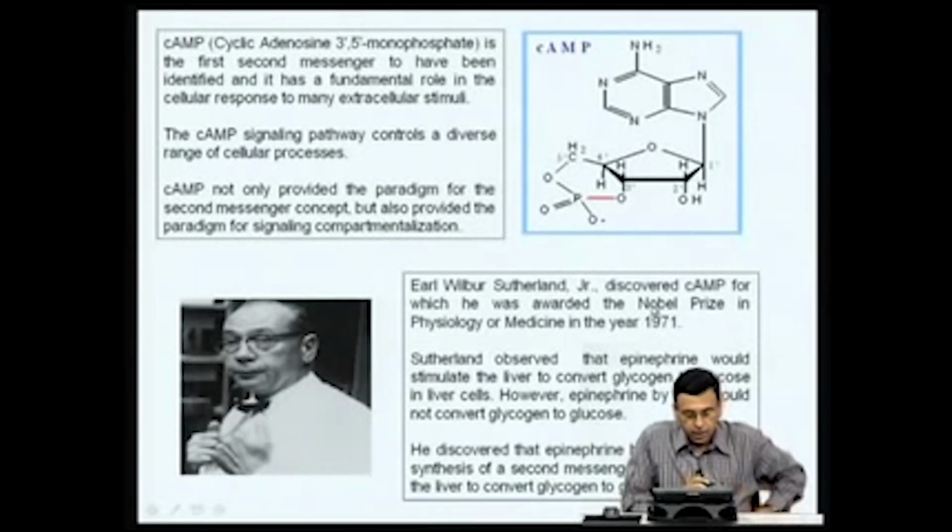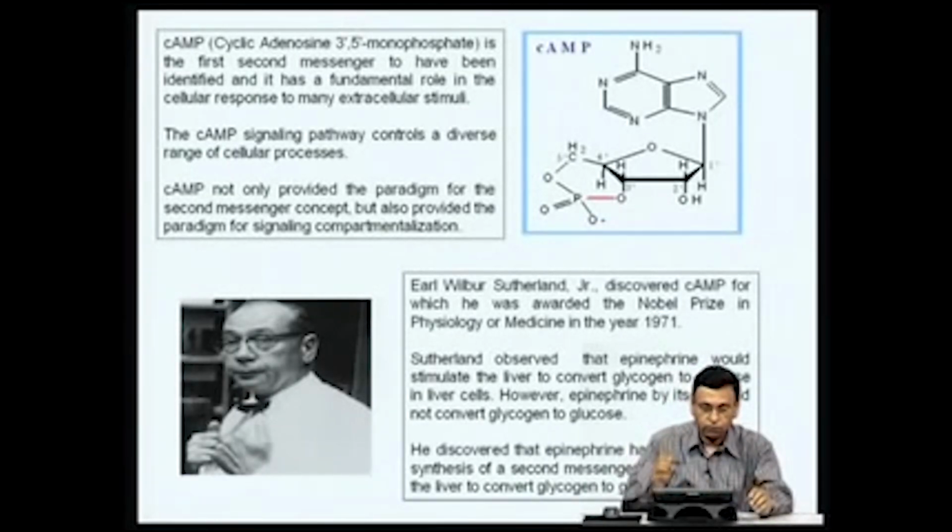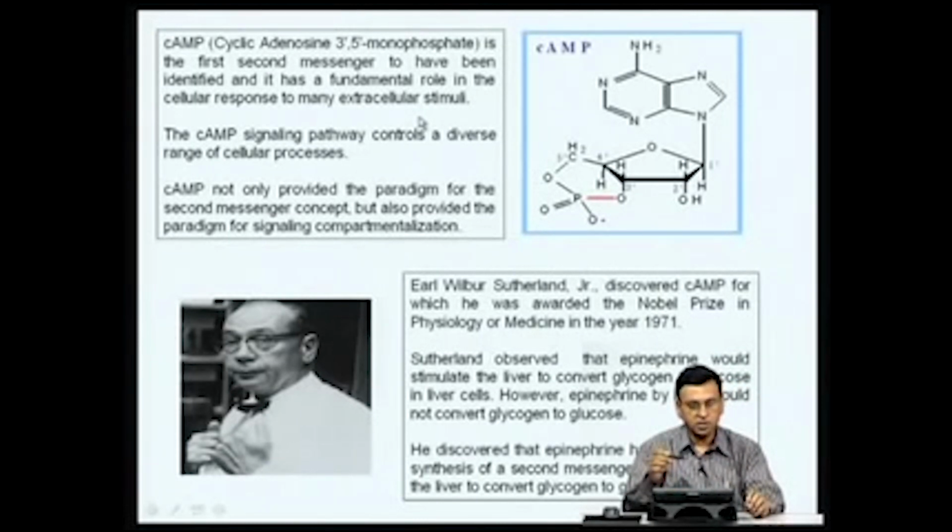Now, cyclicAMP is the first second messenger to have been identified, and it has a very fundamental role in cellular response to a number of extracellular stimuli, and this is the structure of cyclicAMP which I have shown here. You can see it is a 3' 5' cyclicAMP with a phosphodiester bond, so that you have the 3' 5' cyclic monophosphate here. The phosphate is attached to the sugar by 3' 5' phosphodiester bond.